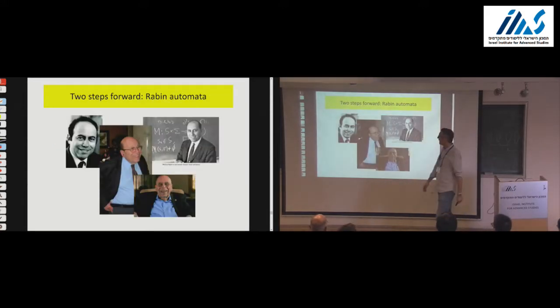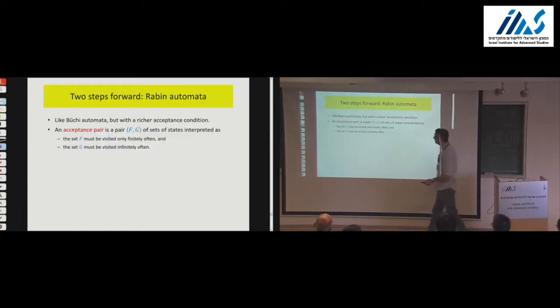Anyway, so how do we repair this? Well, probably many of you know how to repair this by going to a different, more powerful model, Rabin automata. So Michael Rabin is the general chair of this school, right? You have a few pictures of him through his life. And what is a Rabin automaton?